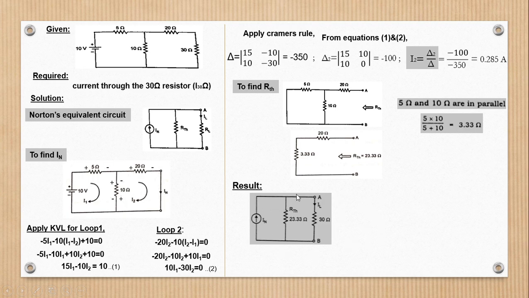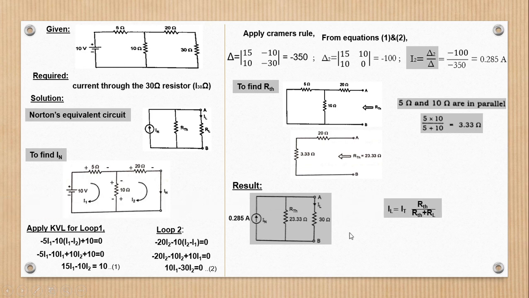Once again we have drawn Norton's equivalent circuit, but now we can apply the values where the value of IN is 0.285 amps, the value of RTH is 23.33 ohms, and the 30 ohm resistor is the load resistor connected between terminals A and B. IL is the load current, flowing through the 30 ohm resistor. Our question is to find the current flowing through the 30 ohm resistor, that is IL.